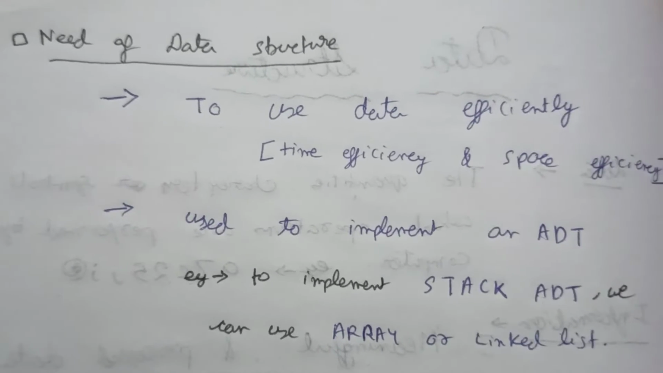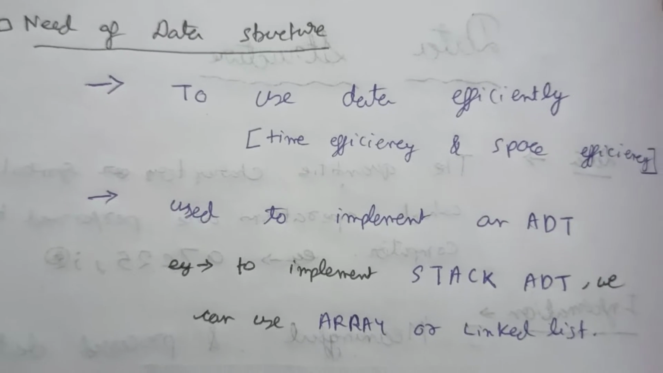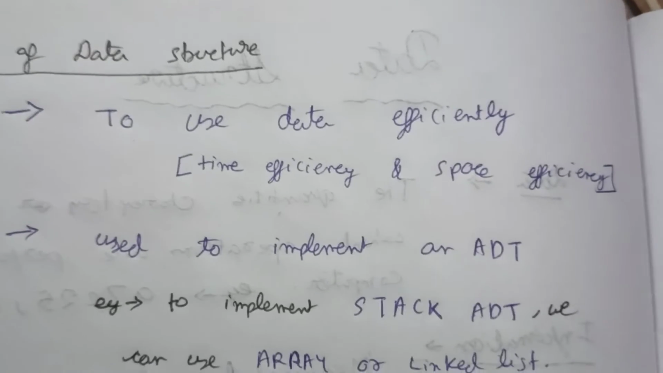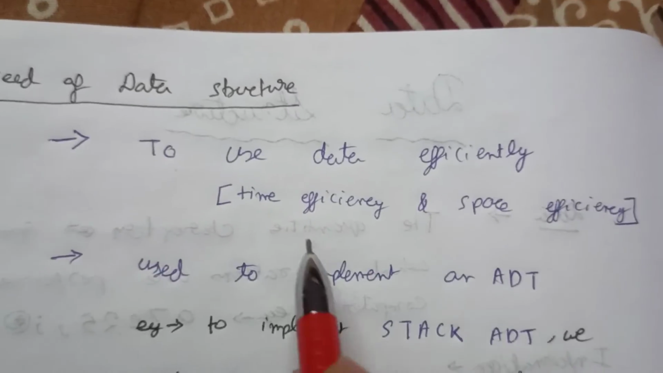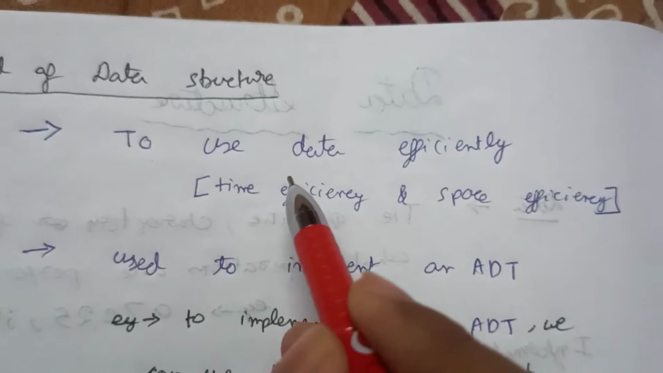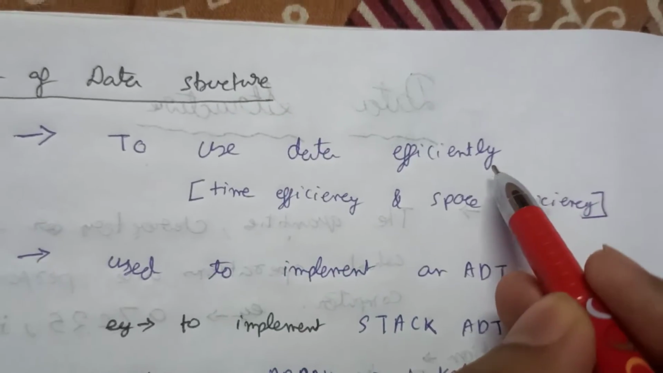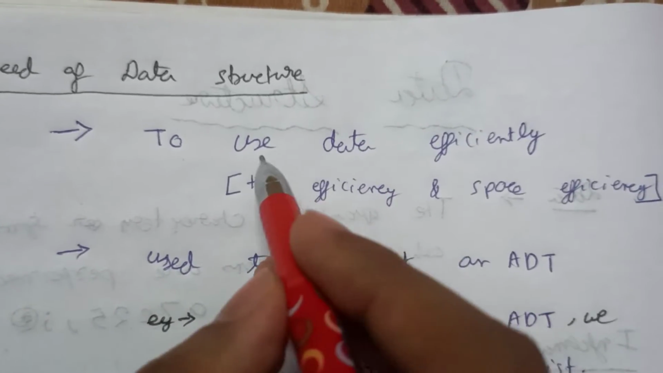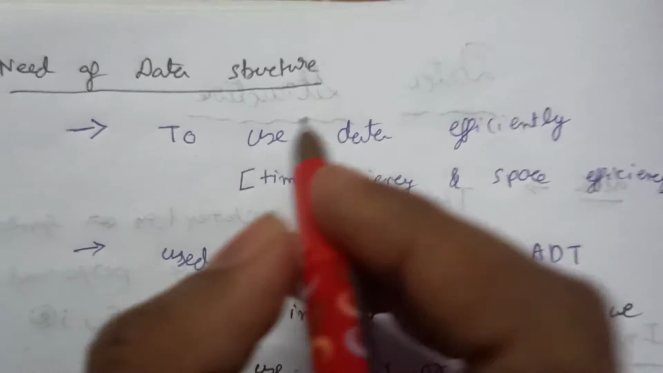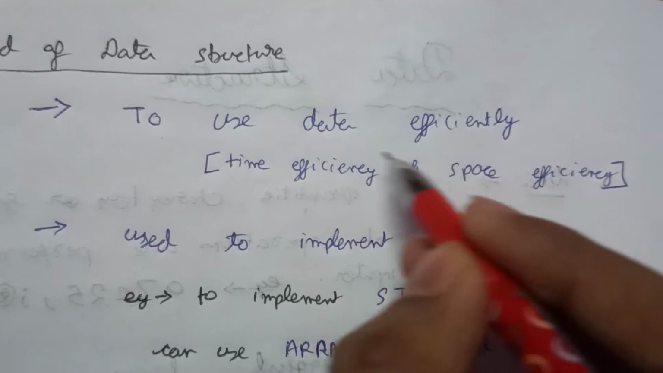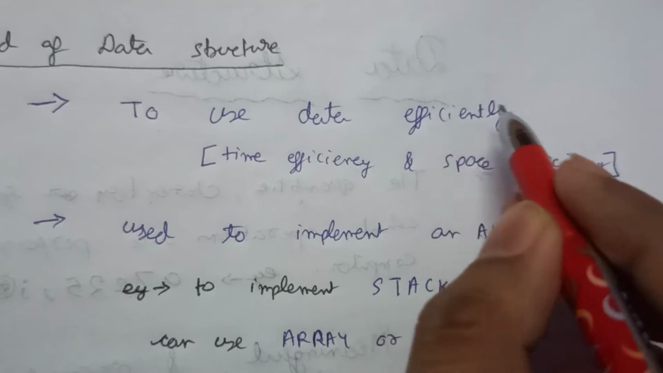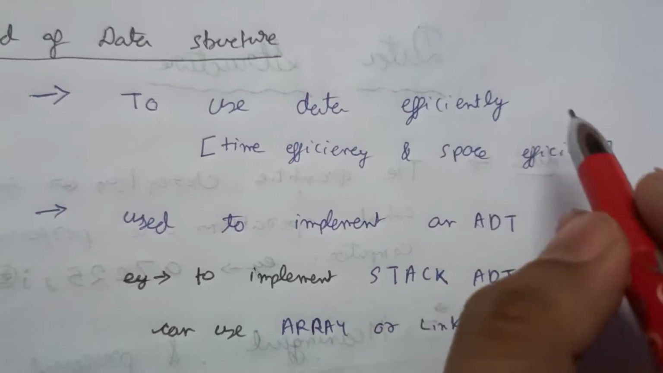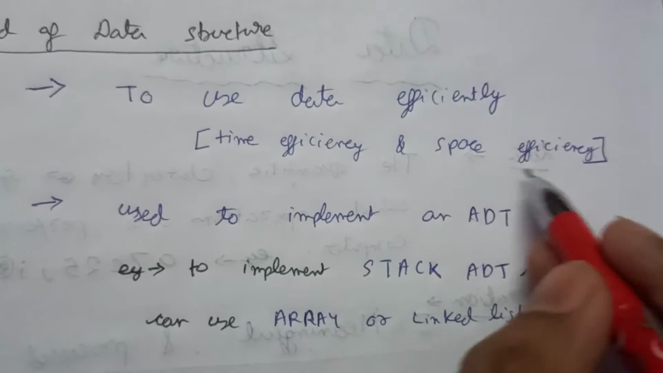Today we are going to learn about the need of data structure and its advantages, and also a few other things. We will go to that later. So first, let's check what the needs of data structure are. To use data efficiently, that is the main need of data structure. I have already explained this in my first video of the playlist: how we use data structure to use the data and information that we have efficiently. And what do we mean by efficiently? This means time efficiency and space efficiency.